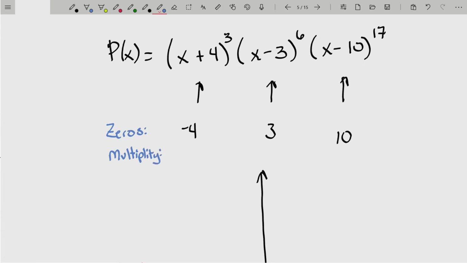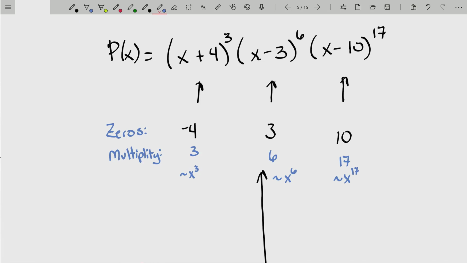of the zeros. So for example, the 0 of negative 4 has a multiplicity of 3. The 0 of positive 3 has a multiplicity of 6, because that's a power on x minus 3. The multiplicity of the 0, 10, is 17, because that's the power on the factor x minus 10. This multiplicity allows us to say, okay, so near to the 0 at x equals negative 4, it's going to operate sort of like x cubed. And near to the 0 at x equals 3, it's going to sort of look like an x to the sixth. And near to the 0 at x equals 10, it's going to sort of look like an x to the 17th.